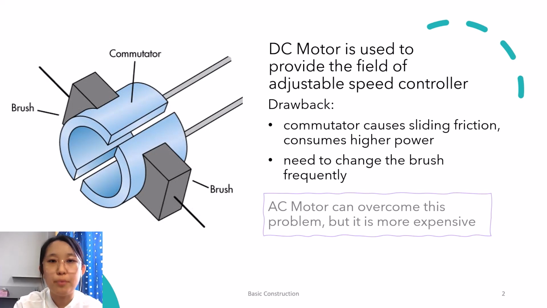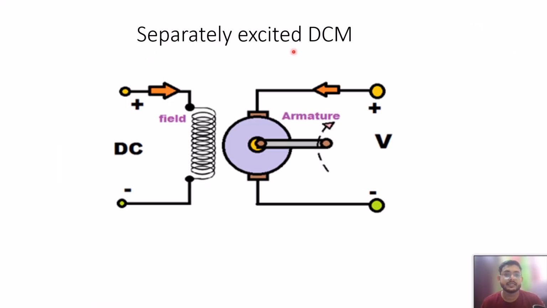Next, we will look at the operations. On separately excited DC motor, we can find two circuits. On the left side, we can see a circuit where field winding is present. This circuit helps to create the electromagnetic field which excites the DC motor, which is present on the right side of the circuit. The armature is bounded by two brushes, this one and this one, and these two brushes help the armature to spin.